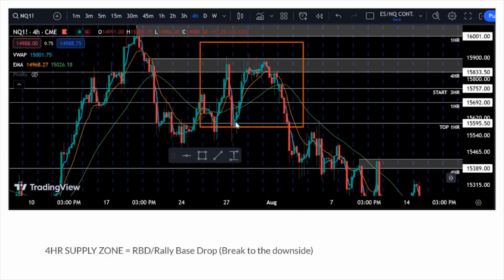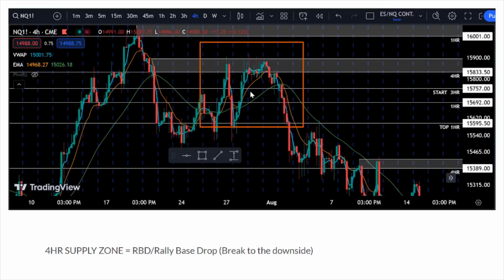And that wasn't the only time. We did it the first time, and then we did it a second time here. Yes, this time we actually consolidated a lot more, and then we eventually dropped. We even dropped and we retested to come back in, just not enough gas to keep it going, and we continued the drop to the downside.